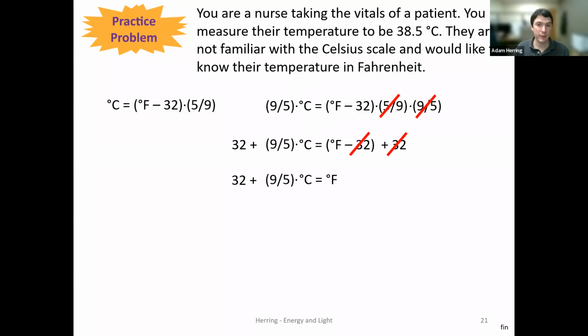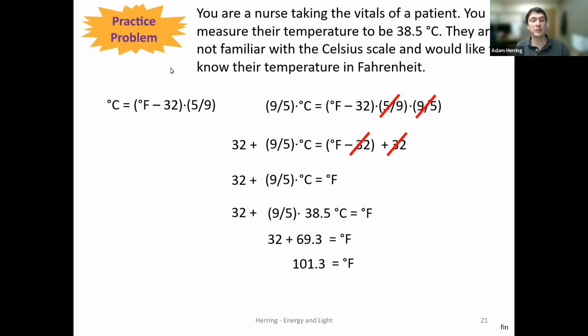simplify, and then we get 32 degrees plus 9/5 of the temperature in degrees Celsius equals the temperature in degrees Fahrenheit, at which point we can plug in our value, 38.5 degrees Celsius, multiply that by the 9/5, we get 69.3, plus 32, add those together, and we get 101.3 degrees Fahrenheit. So clearly this person has a fever.